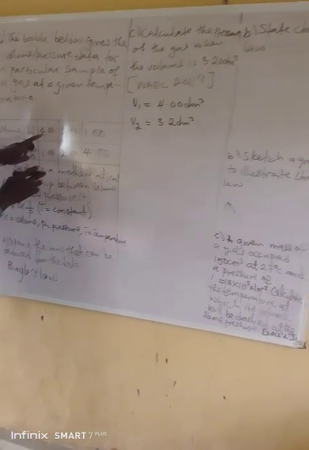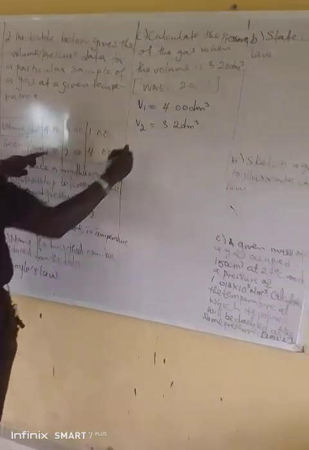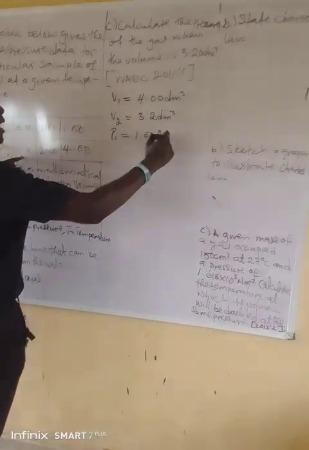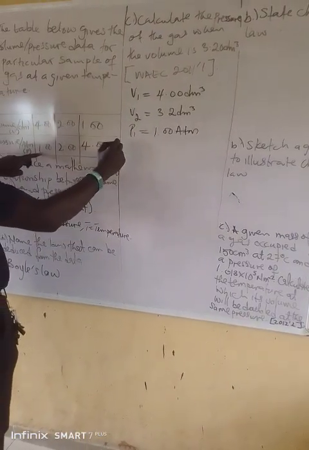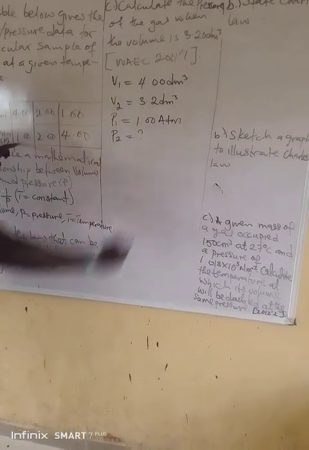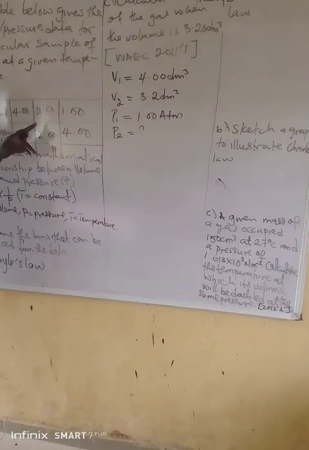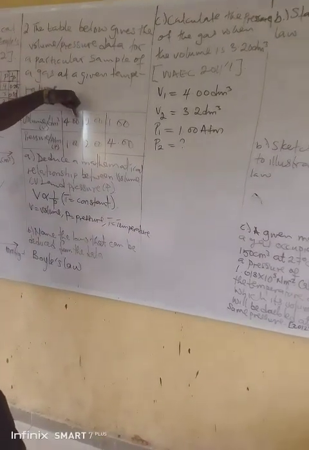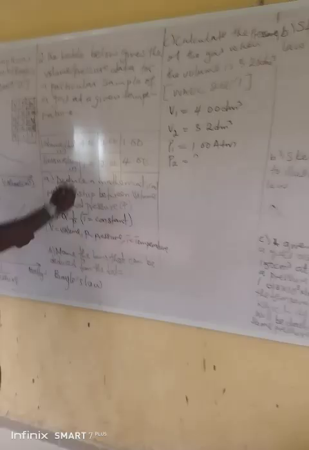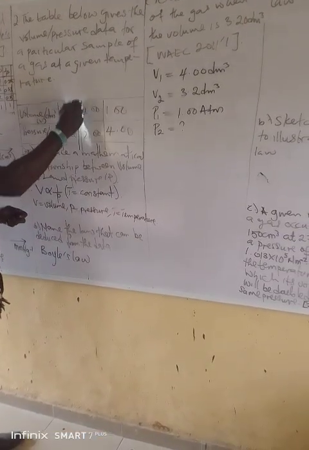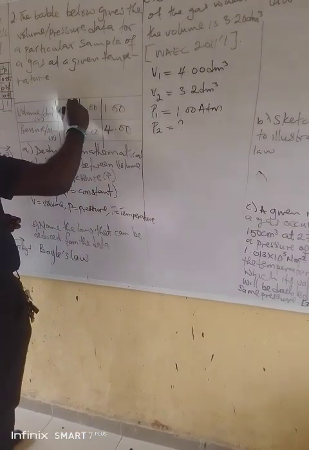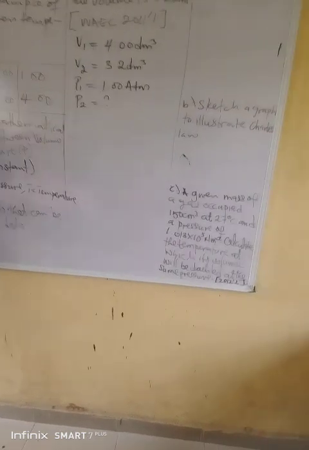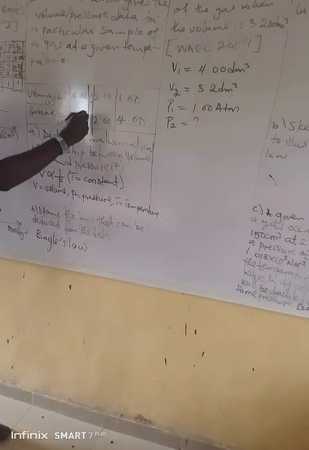So at the time when V1 was 4, what was P1? P1 was 1.00 ATM. Am I correct? Now what am I looking for? Calculate the pressure. I'm looking for P2. I don't know it. I want to join to this table now. When the volume is now 3.2, that is in between this place and this place, so I want to create another space here, so that the volume will be 3.2. That's what they are asking me.